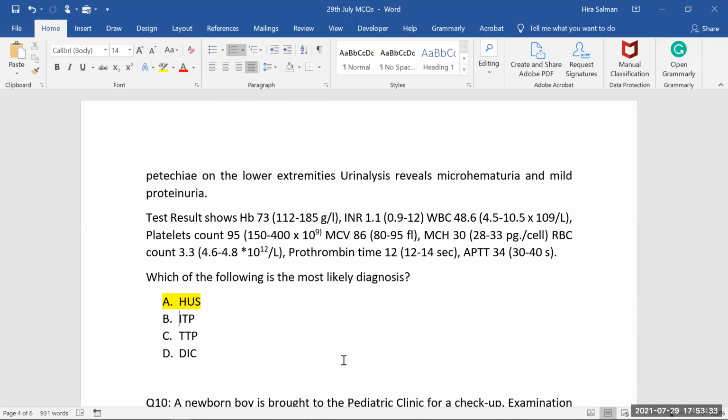Are you getting me? So whenever there is low ADAMTS13, you will say it's a case of TTP. But here only the HUS presentations are there and Shigella infection is there. Have we done TTP right now? TTP, we have done it right now.